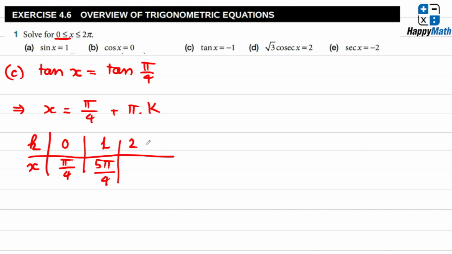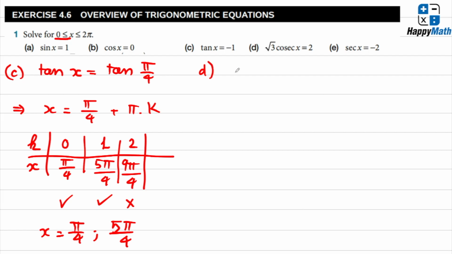Then when k equals 2, it has to be more than 2 pi, so it cannot be the answer for this question. Pi over 4 plus 2 pi will be 9 pi over 4, but this one is beyond the interval of x in the question, so this cannot be the right answer. Pi over 4 is less than 2 pi, so this one is the right answer. And the second one, 5 pi over 4, is also a right answer. For question C, you get two solutions, pi over 4 and 5 pi over 4.